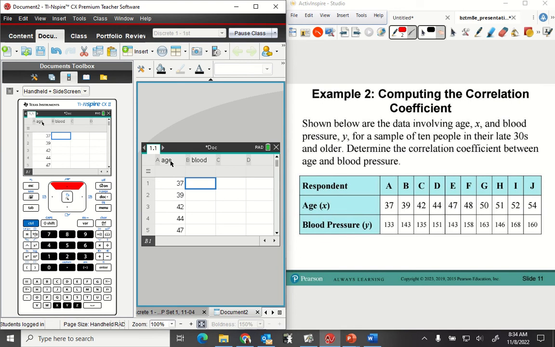And then enter my blood pressure values: 133, 143, 135, 151, 143, 158, 163, 146, 168, and 160.